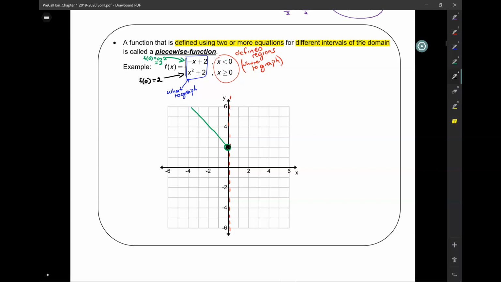Now, what am I graphing there? x squared plus 2. What is that? It's a parabola, all right? Again, it's up to you how you want to graph the parabola. Let's pick another point. At x equals 1, how much is it? 3, right? And so it's going to be a parabola going up like that.